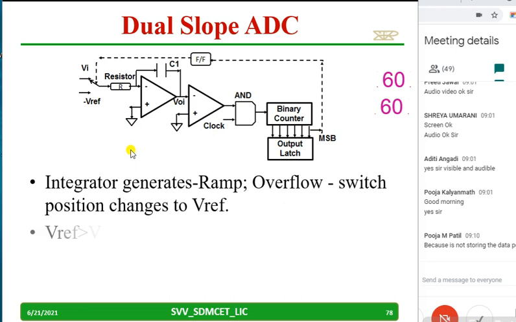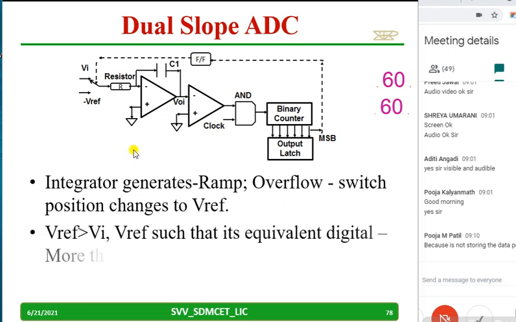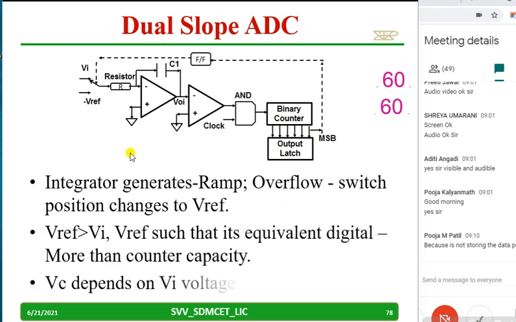The integrator generates a ramp. All of you know when I give a DC voltage it will generate a ramp. And overflow will occur automatically after some time. The switch position will change from Vi to V reference. V reference we choose such that its equivalent digital combination of zeros and ones will be a little more than the counter capacity. And Vc depends on the Vi voltage. Please try to understand what I am telling.